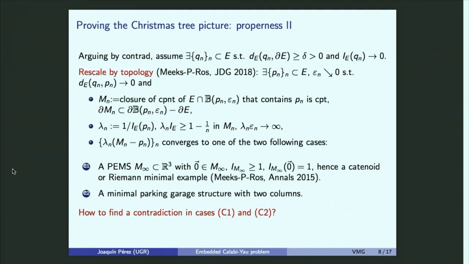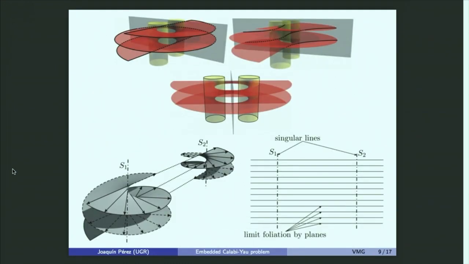What is a minimal parking garage structure? Well, it's just a foliation of R3 by planes, that's all. But there is a nice structure happening there. In order to understand that structure, I want you to think again about Riemann minimal examples. They are properly embedded minimal surfaces, invariant by a translation, genus 0, with infinitely many flat ends that I'm going to consider as horizontal. And they come in a one-parameter family.